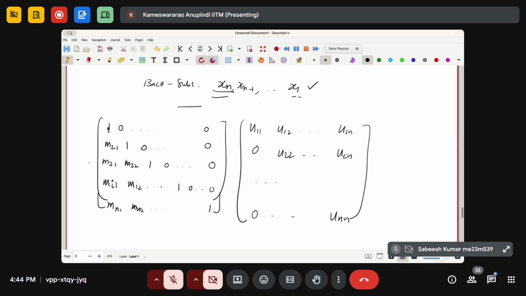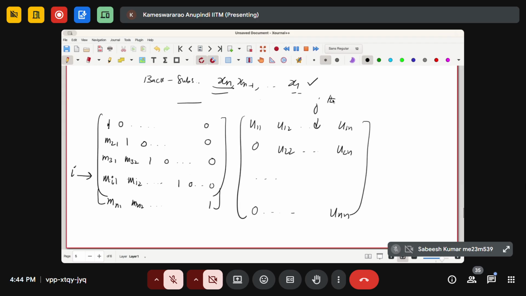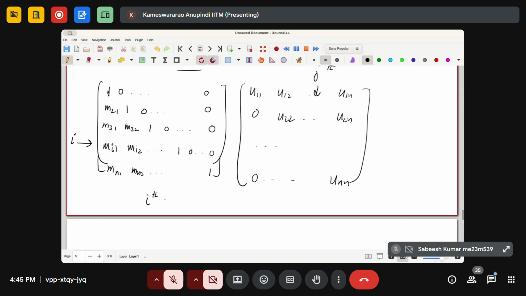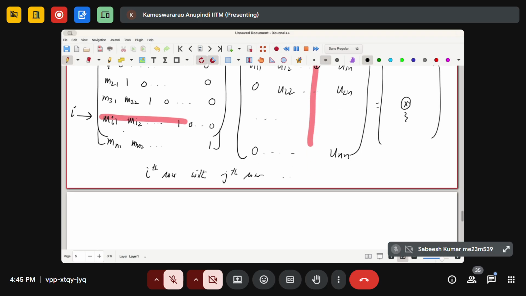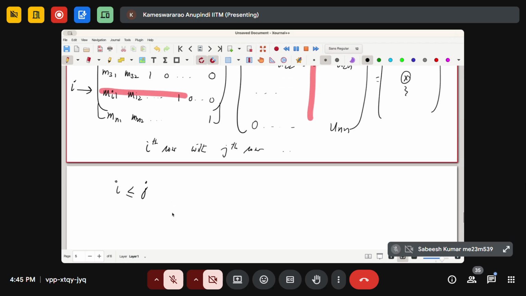Now let me look at multiplying one ith row with some jth column. When I multiply these two, I should get this matrix A. When you multiply the row with the column and sum all these elements, you're going to get one element in the A matrix. That's what I'm supposed to get. So let me write down what the ith row times the jth column is for a condition. Let us say i is less than or equal to j.